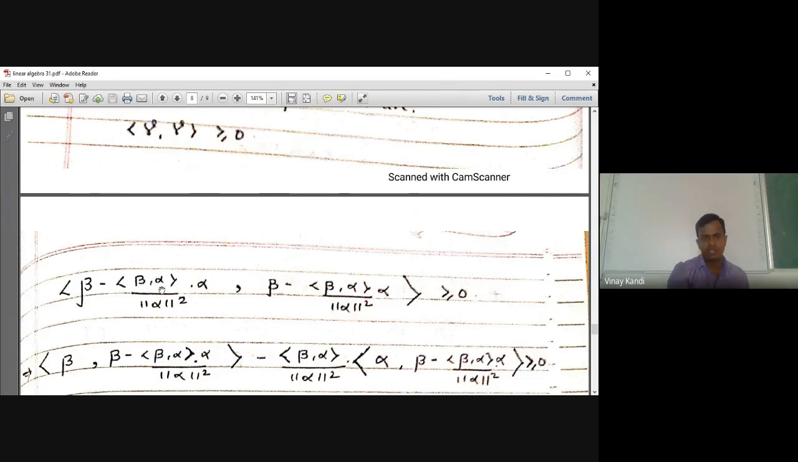Write the gamma vector here. What is gamma? Beta minus inner product of beta alpha upon norm alpha square into alpha, comma, beta minus inner product of beta alpha upon norm alpha square into alpha, which is always greater than or equal to 0 by the definition of inner product space. We are writing only the value of gamma here.